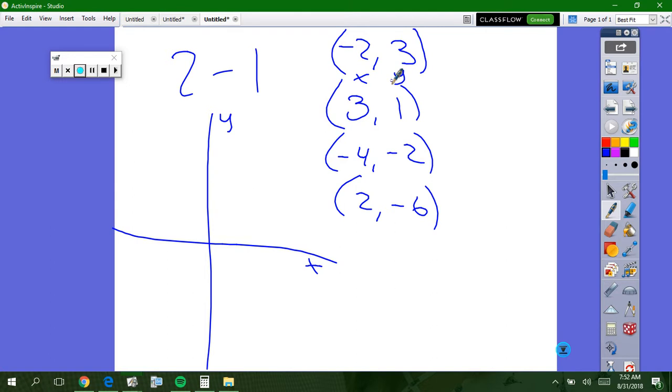Okay, with that being said, here we go. -2, 3. 3, 1. -4, -2, and 2, -6. Pretty self-explanatory, and we all should know how to do that since 3rd grade, right?